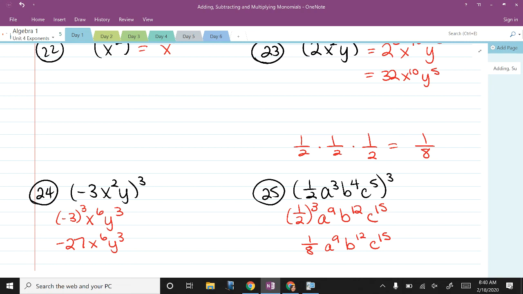Y'all understand why it's 1/8? It's a half times a half times a half. 1 times 1 times 1 is 1. 2 times 2 times 2 is 8. Fractions aren't scary.